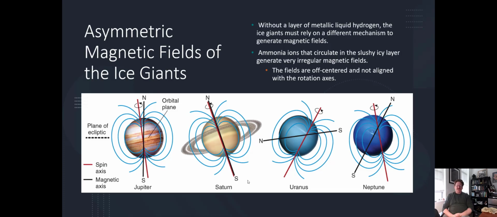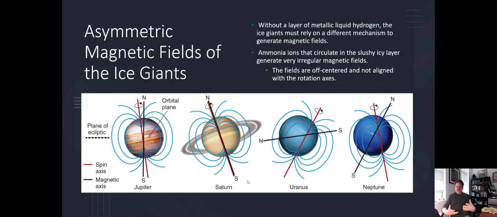And so the best explanation we can come up with is that there is some kind of circulation of ammonia ions, where you have an ammonia molecule and there is sufficient energy to knock off a couple of those electrons.